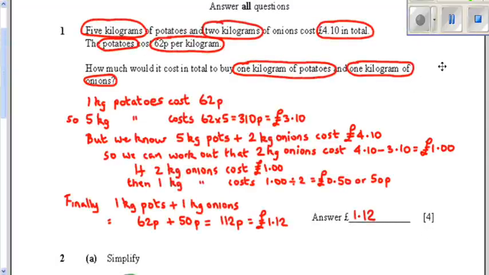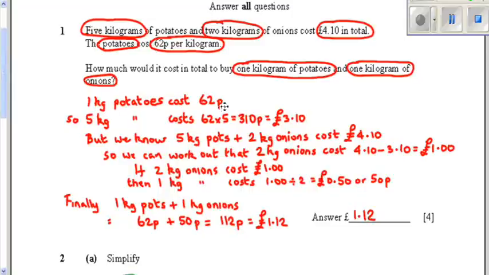Okay, so here's question 1, and I've circled, the same way as you can do, circle or highlight the key words or key numbers in the question. We've got 5 kilograms of potatoes, 2 kilograms of onions, altogether cost £4.10, and they tell you that 1 kilogram of potatoes costs 62p, and you have to work out the cost of a kilogram of potatoes and a kilogram of onions, and then get the total of those two for the final answer.